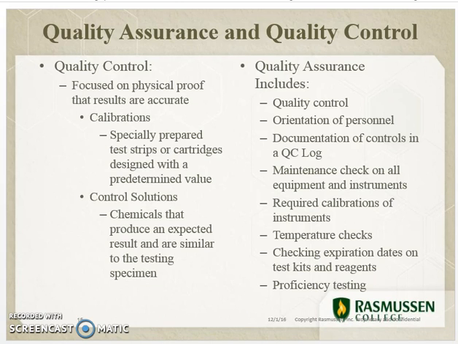And the final piece here is talking about quality assurance versus quality control. Quality assurance is responsible for helping to carry out procedures that involve planned and systematic activities to ensure that the requirements are met and results are accurate. Quality assurance will include quality control, orientation, documentation of controls, quality checks on equipment and instruments, calibrating of instruments, temperature checks, checking expiration dates, and proficiency testing.